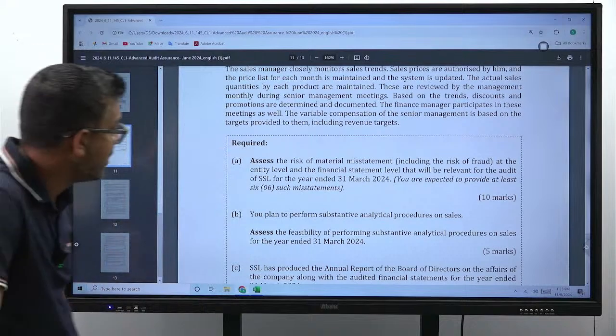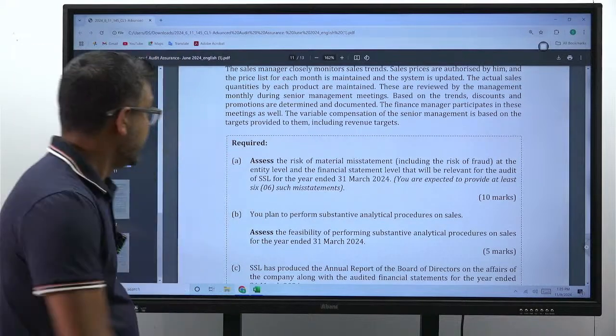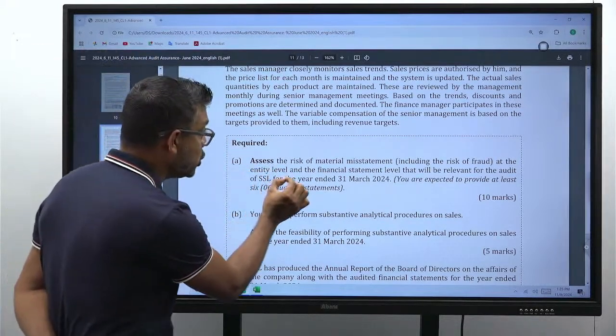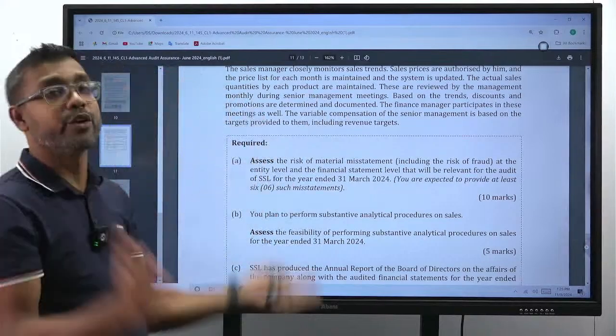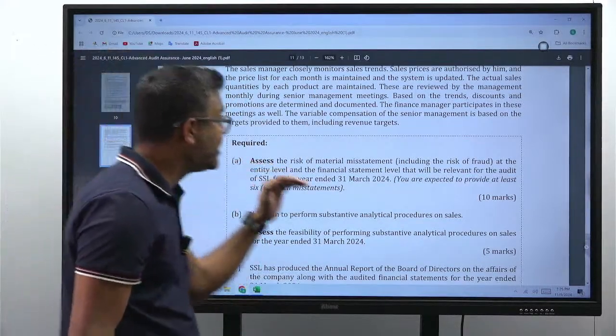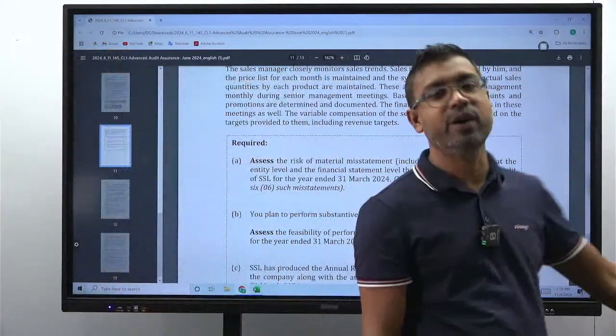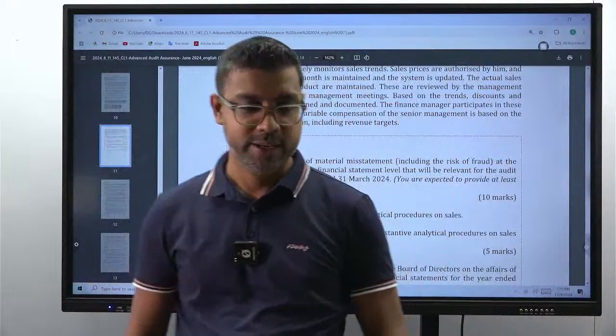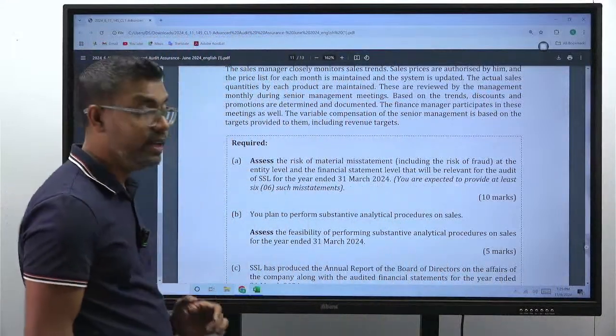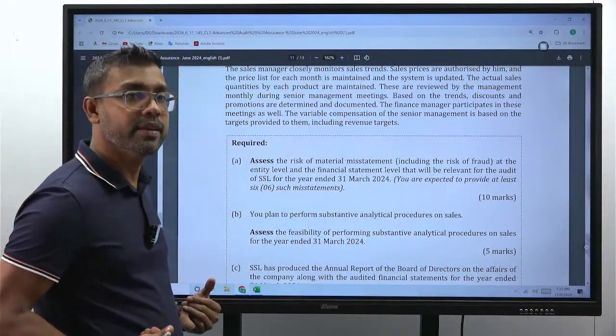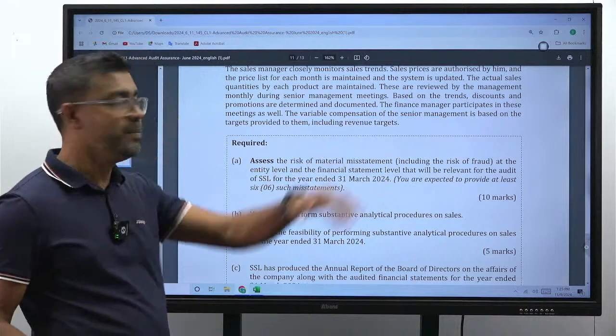Assess. Bold. The examiner wants you to assess. Then what do you need to assess? Risk of material misstatement, the golden word of auditing. I told you at the beginning, the golden word for me in this subject is risk of material misstatement.